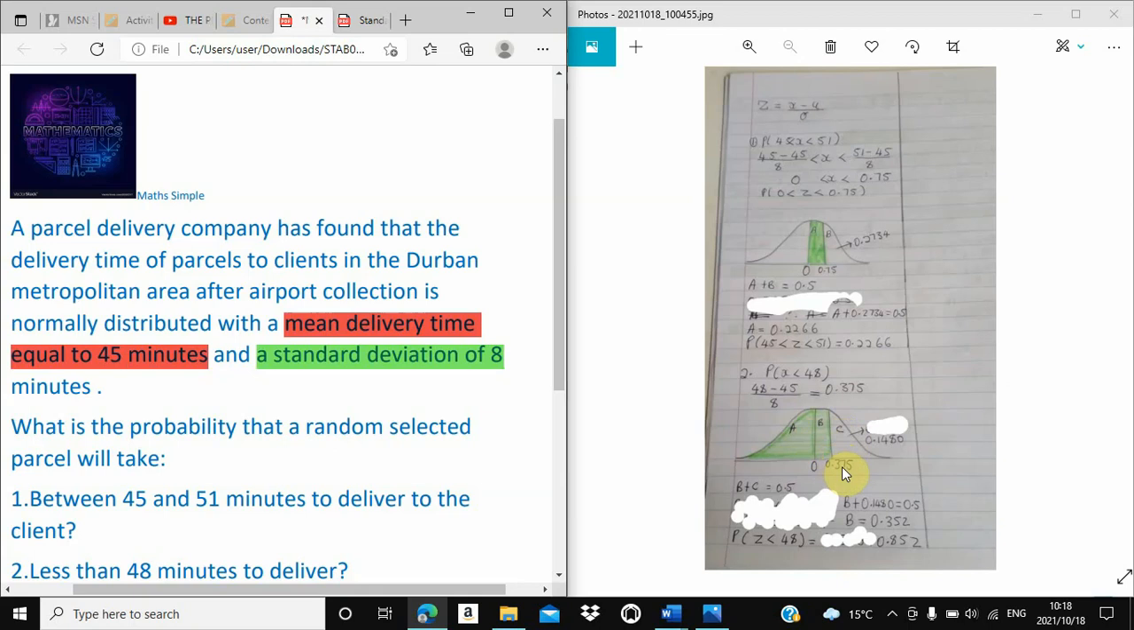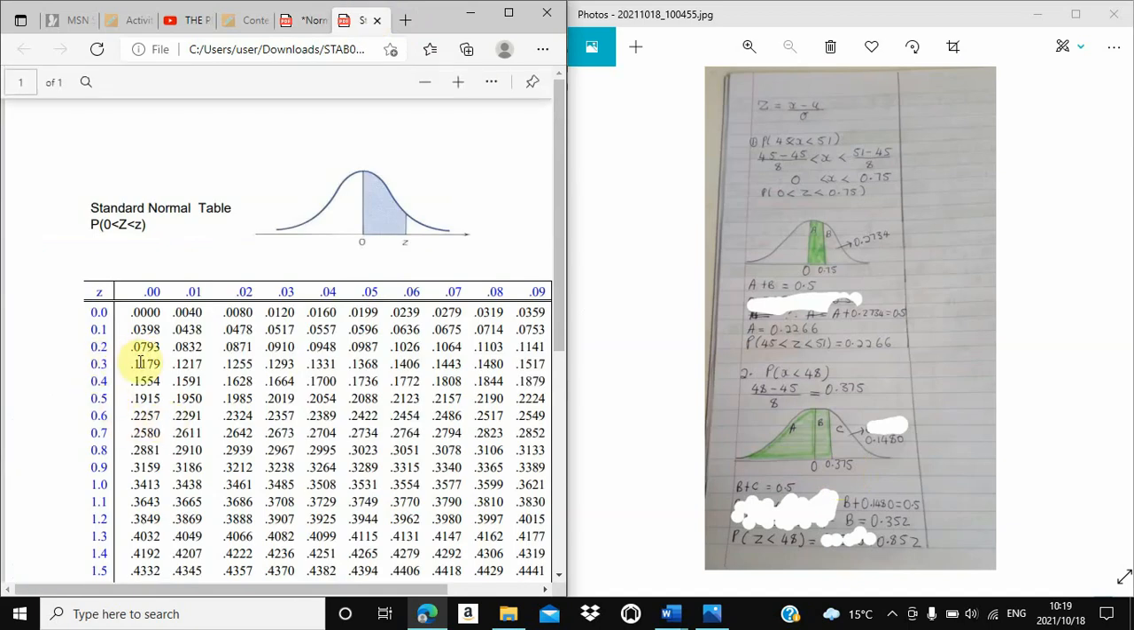Then our 0.375, we have to go to the table. When we go to the table, we search for 0.375. Since it is impossible to find 0.375, you are going to round it to two decimal places. It's going to be 0.38. You will not find 0.375 on the table. You will find 0.38 or 0.37. But if it was 0.374, we're going to stick with 0.37. But now it's 0.375, so we're going to say 0.38. Here is our 0.3. Let's go until we find 0.38. Here it is. It's 0.1480.